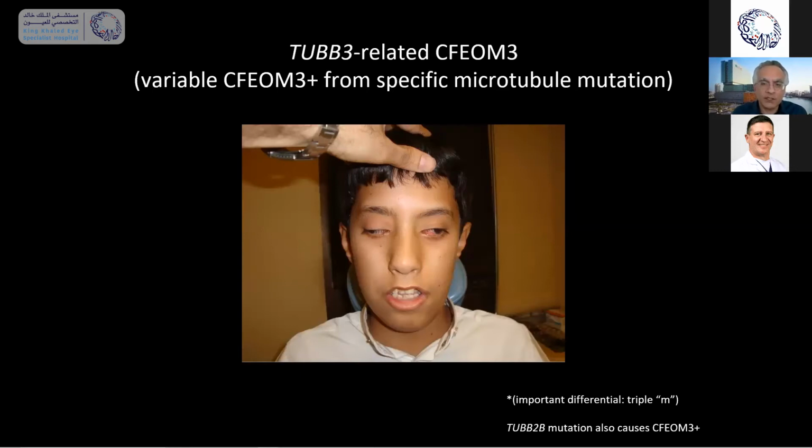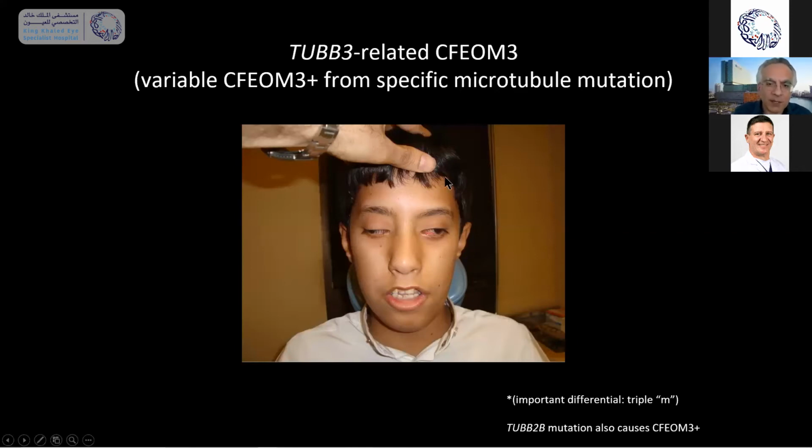TUBB3 is a gene that codes for the microtubule that KIF21A rides over. And when we have TUBB3 mutations, we get variable CFEOM3. But some mutations are specific for specific phenotypes. And actually, this boy has a phenotype specific for a specific TUBB3 mutation.